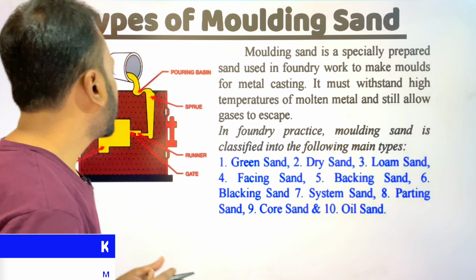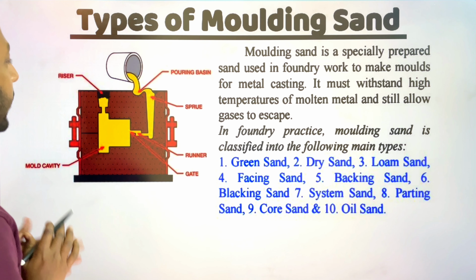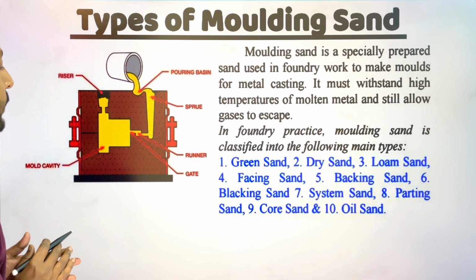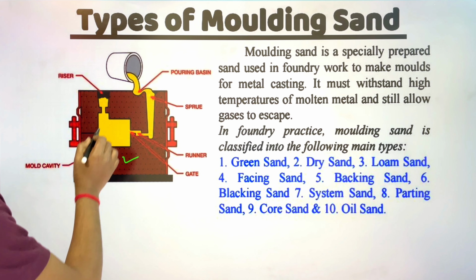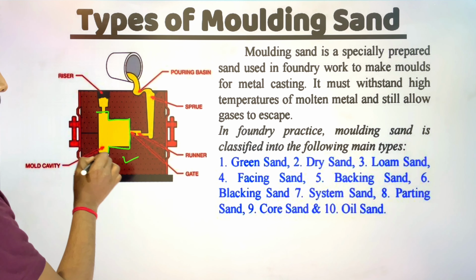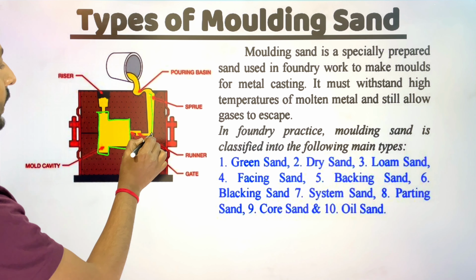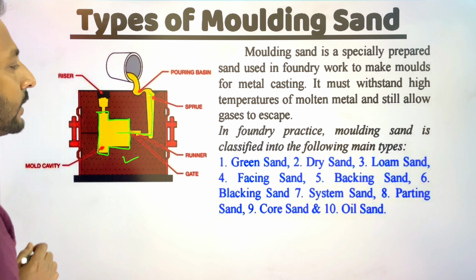So in this figure, we can see this is the molding box, and the molding box is fully filled with the molding sand, and with the help of the molding sand we have created the cavity and we have filled the molten metal into the cavity.